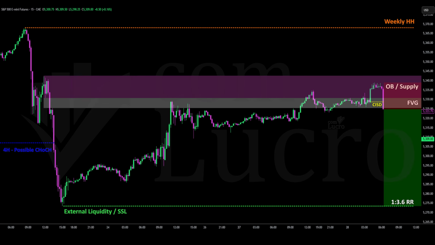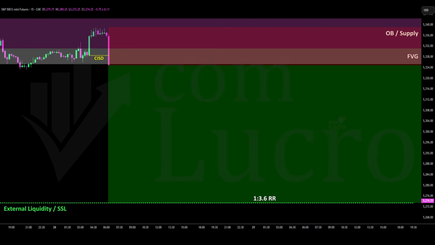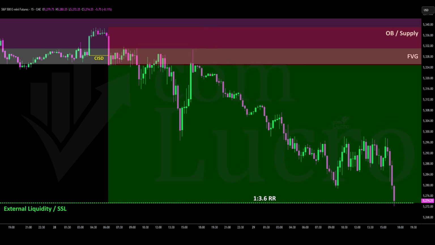As we continue following the development of price action and zoom further into the chart, we can observe that price respects the bearish confirmation, continues delivering lower, and eventually reaches the full target near the 1 to 3.6 objective.